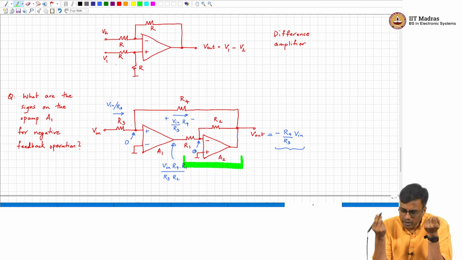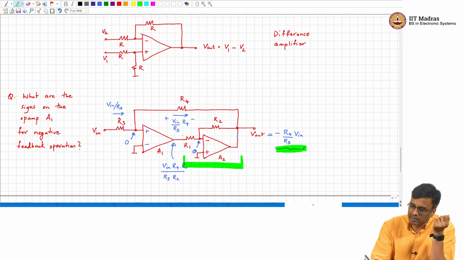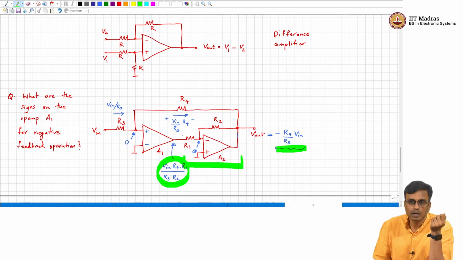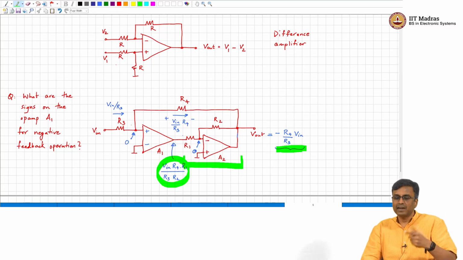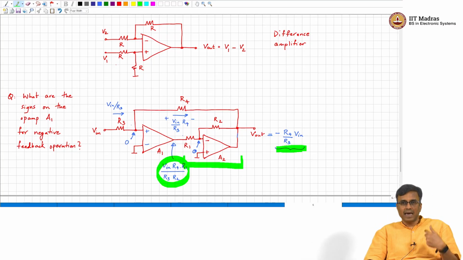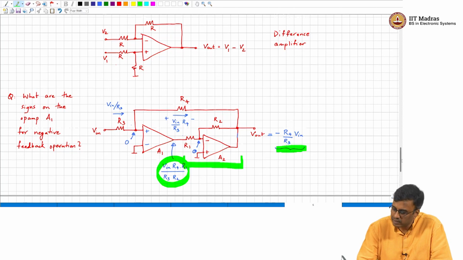minus R2 by R1. So, if the output of the amplifier is this, what should the input of the amplifier be? You divide the output by the gain. The gain is minus R2 by R1. So, when you divide the two, the negative sign goes away, R2 comes to the denominator, R1 goes into the numerator. Does it make sense? Okay. All right. So, let us take another example.